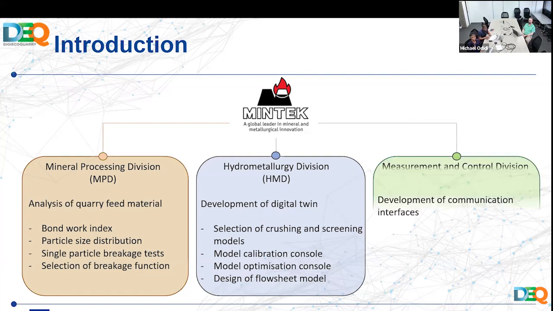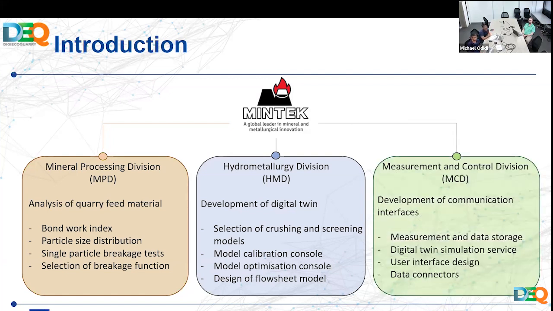And then we have the Measurement and Control Division, which Dr. William is representing today. They are involved in the development of the communication interfaces. This looks at the measurement and storage of data, the digital twin simulation service, the user interface design, as well as data connectors, because as you know, we're going to be transferring a lot of data from the plant to Mintek and to the data lake and things like that. So that is what the Measurement and Control Division is working on.